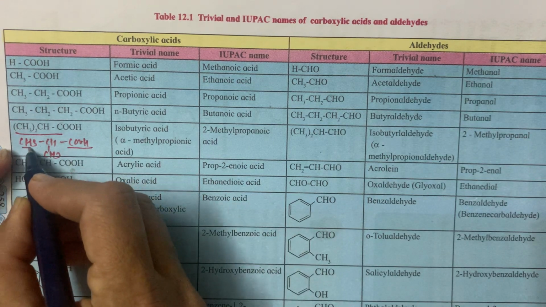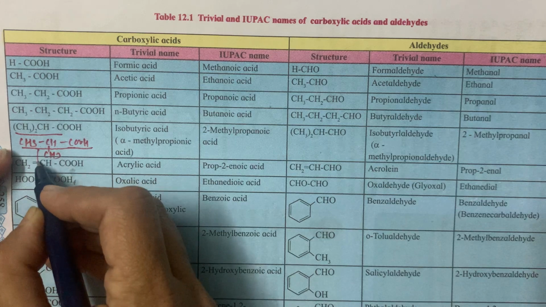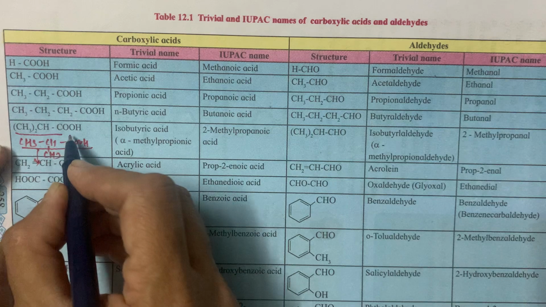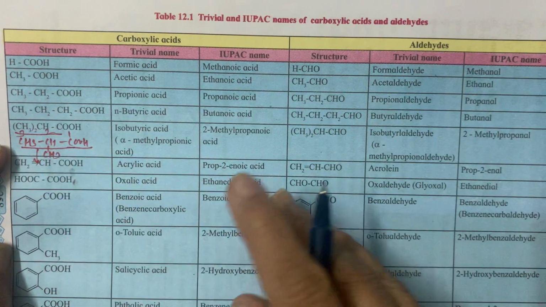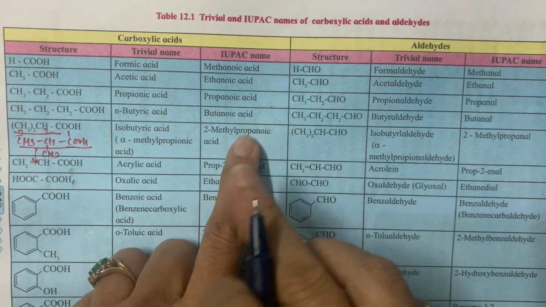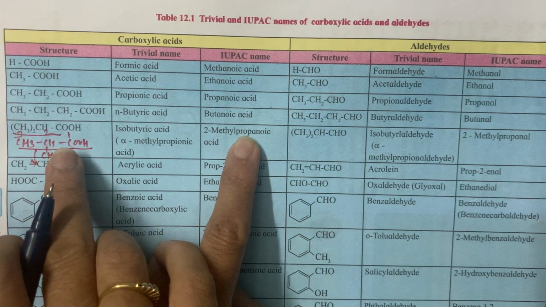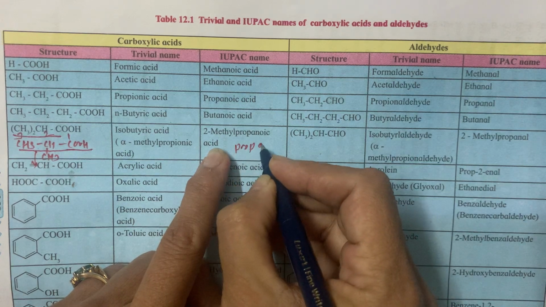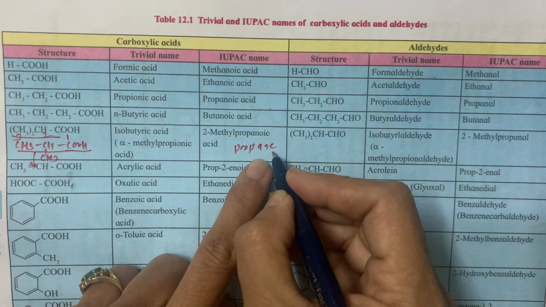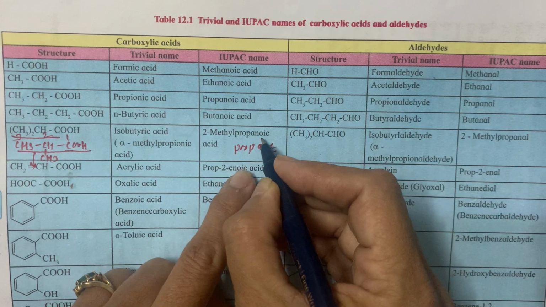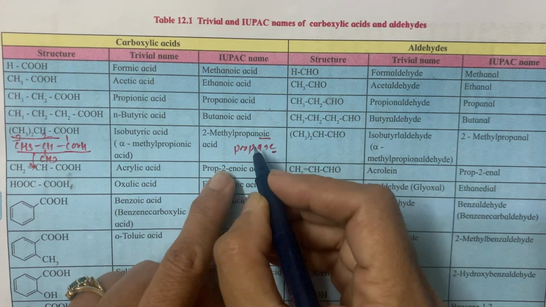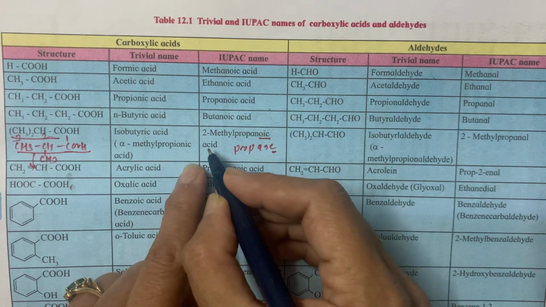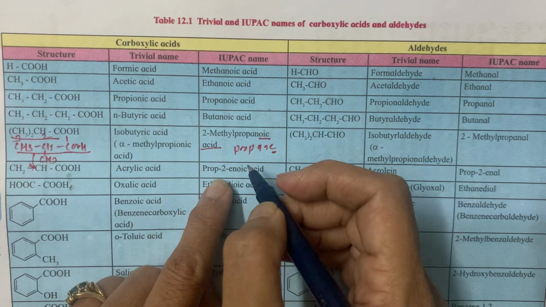So this one is our longest continuous chain, or you may consider this one also, but both ways there are only 3 carbons. This is 1, 2, 3. So this is a derivative of propane. Then in propane, our rule tells us that this E is replaced by OIC. So this is now propionic, and we have to write carboxylic acid, that's why we write here acid.